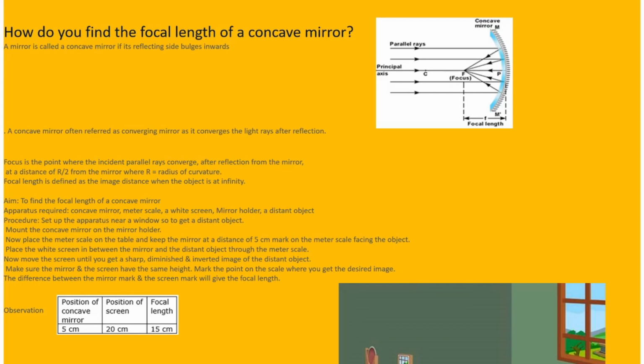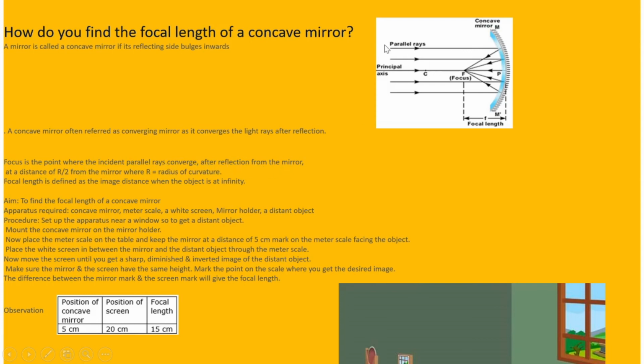A mirror is called a concave mirror if its reflecting side bulges inwards. See here, it is bulging inwards, not outwards. A concave mirror is often referred to as a converging mirror, as it converges the light rays after reflection. After reflection, what does it do? It will converge. Focus is the point where the incident parallel rays converge after reflection from the mirror.